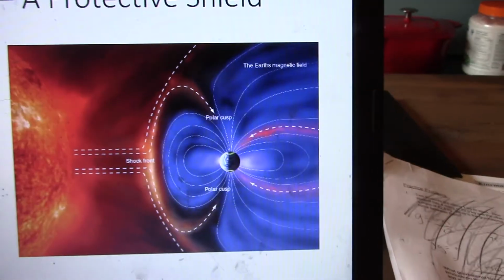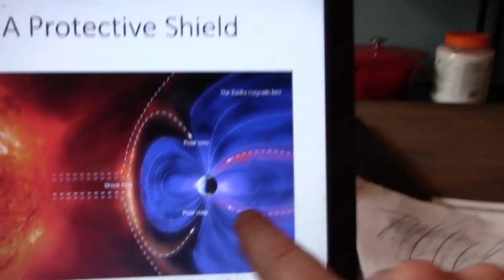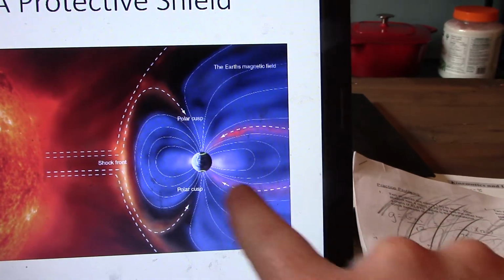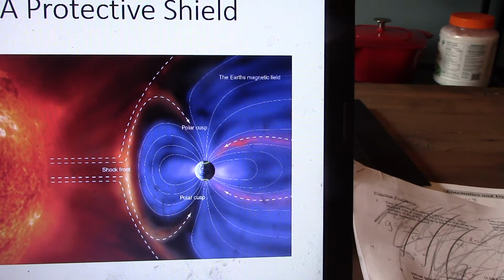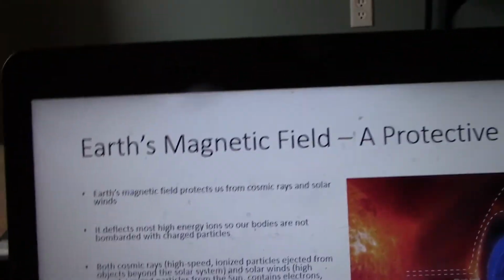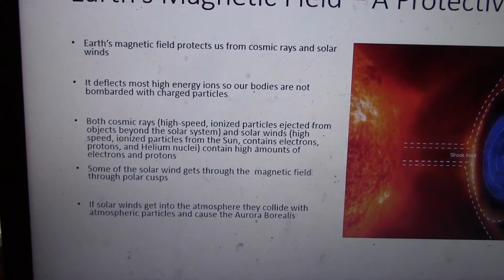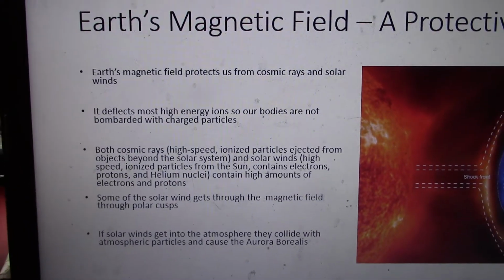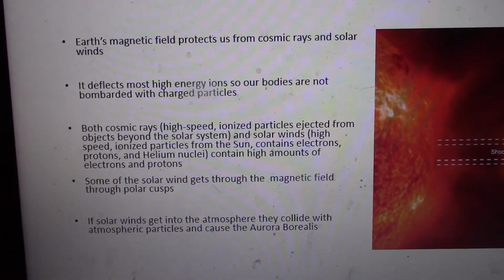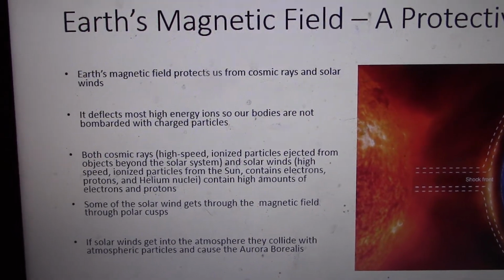All right, and this is an area where, as the Earth moves through radiation and particulate in the atmosphere, this stuff can get burned up. And this is where the northern lights happen. Okay. So the Earth's magnetic field helps protect us from cosmic rays and solar winds. Solar winds are streams of particles like potassium and hydrogen ions and things like that coming from the sun. It deflects most high energy ions, so our bodies are not bombarded with charged particles, which can cause mutation.